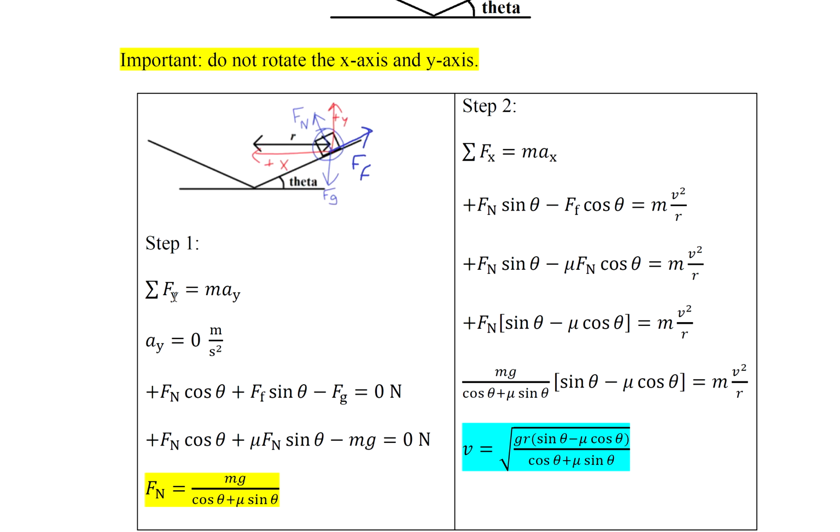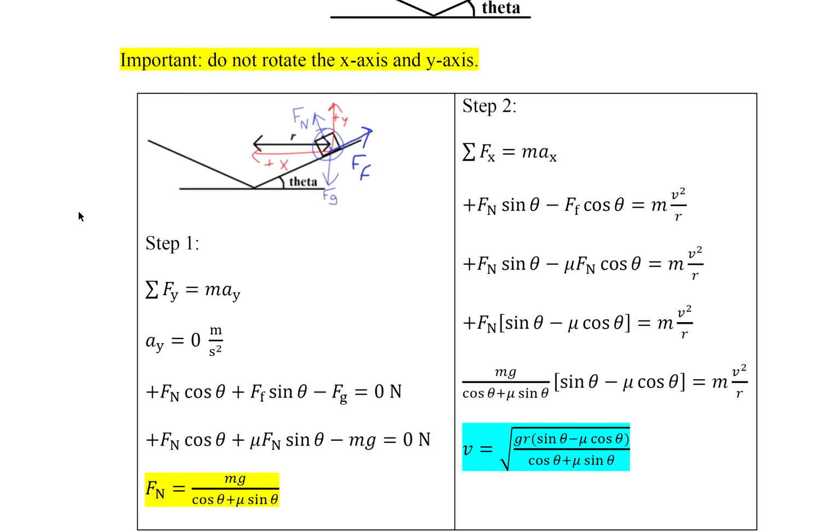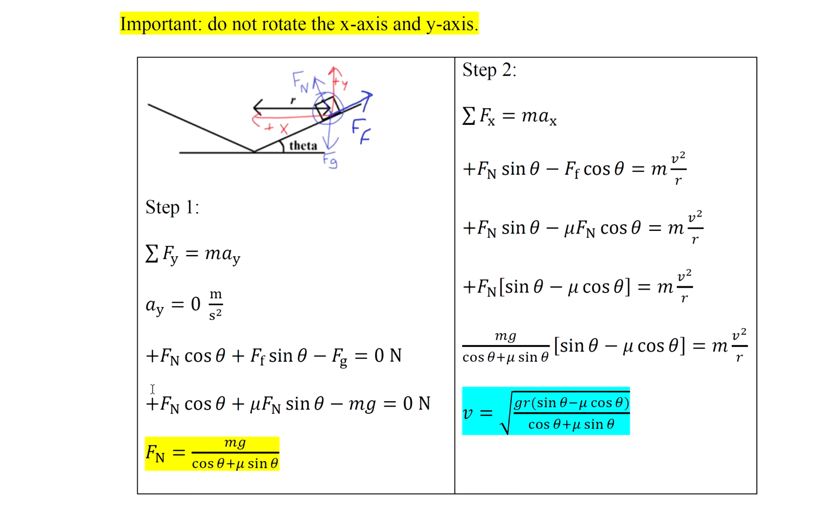So step 1, use sigma F sub y equals ma sub y. A sub y is 0. What is sigma F sub y? It's plus force normal cosine theta minus force of friction sine theta minus force of gravity equals 0 newtons. We know force of friction is equal to mu force normal, and now we're just going to solve for force normal.